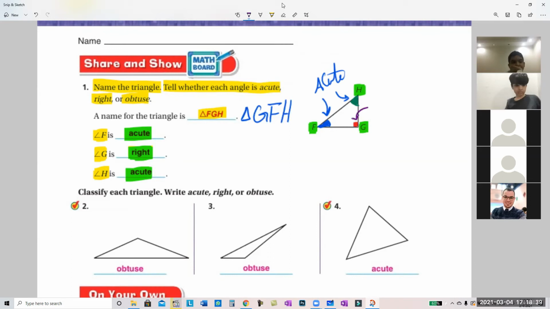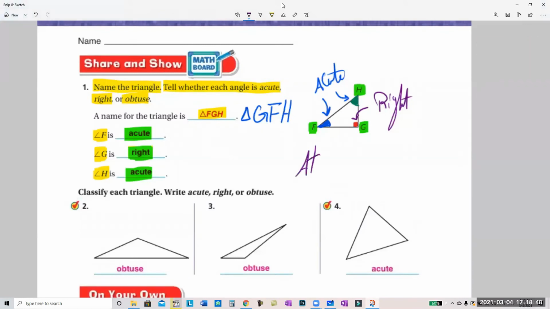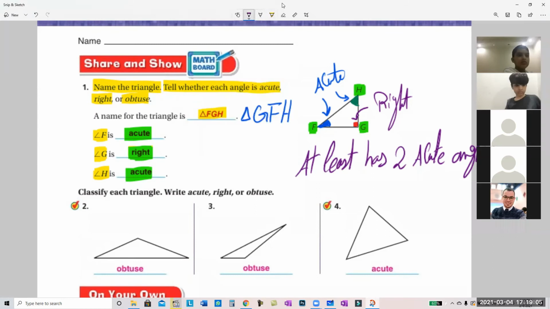So we have one fact here. The fact is any triangle has at least 2 acute angles. So in each triangle we have at least 2 acute angles. So you have to check all the angles of the triangle to tell specifically what the type of the triangle is. Okay, let's see.